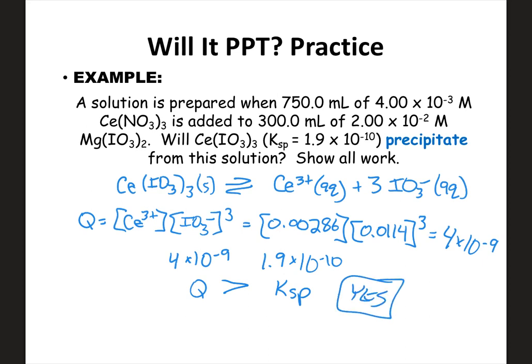Okay, so I know all you're really answering is yes, a precipitate will form, but you do have to show all your work to prove this. So you need to find the number of moles of each of the ions in the precipitate, find the total volume of the solution, and then you find the concentration of each of the ions, and then you can plug that into your Q and compare Q to KSP. If Q is greater than KSP, then a precipitate will form.